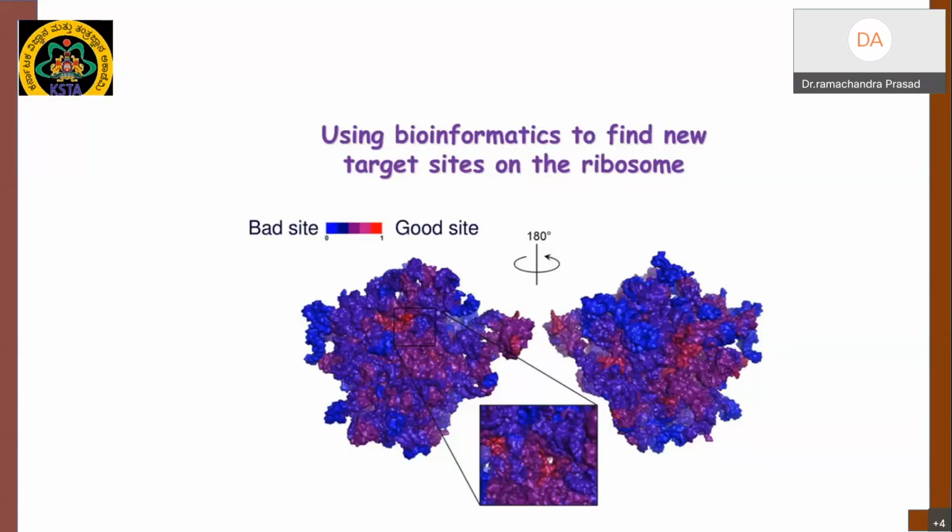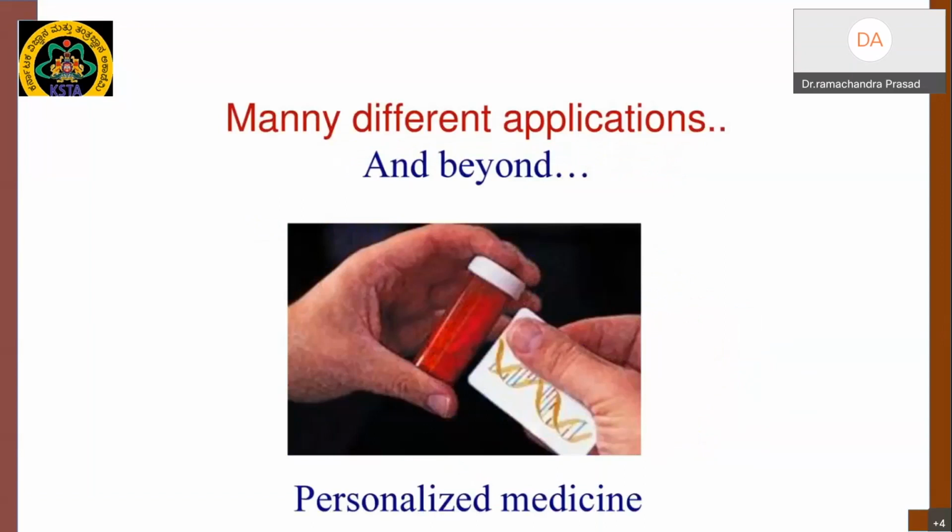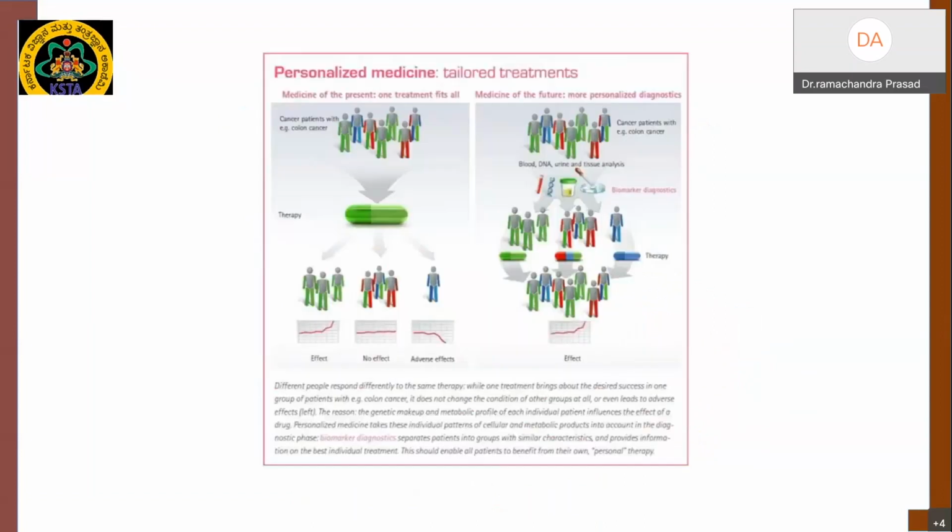So bioinformatics helps in many different applications, one of which is personalized medicine. This is the most advanced part of bioinformatics. Personalized medicine is called tailored treatment. Till now, the concept has been one drug for all. But now the concept is changing, because of bioinformatics.